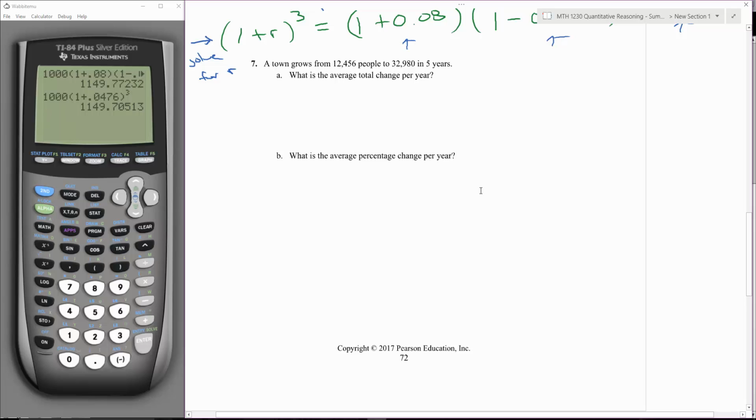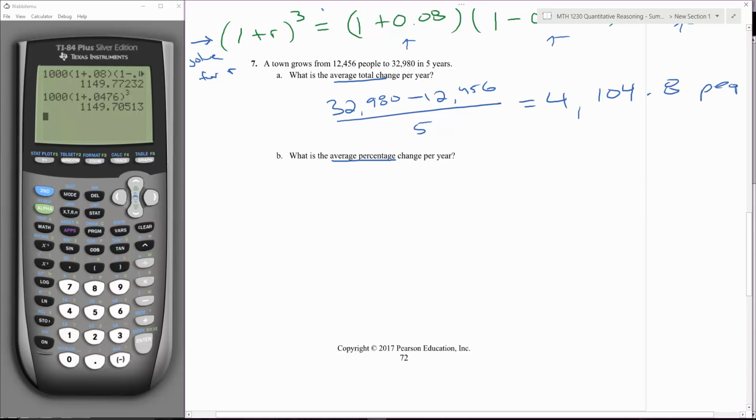My bad. All right. So the average total change is different than the average percent change. To find the average total change, I'm essentially finding something like slope, like how much should I add each year on average. So we would take 32,980 minus 12,456 and then divide it by 5. If you do this, you should get 4,104.8 people per year. So that's what we're increasing by every year.